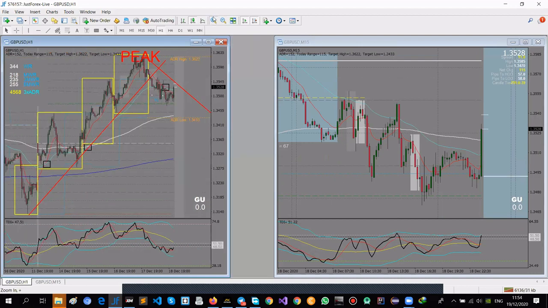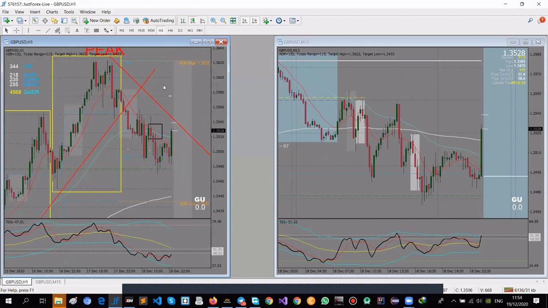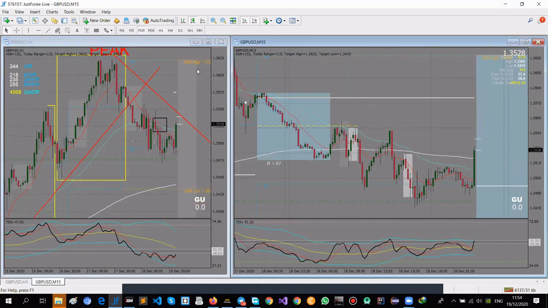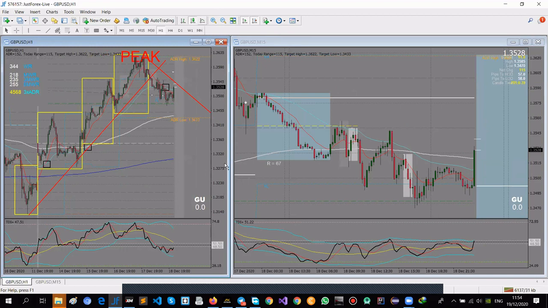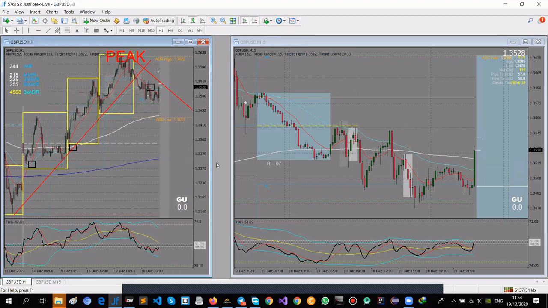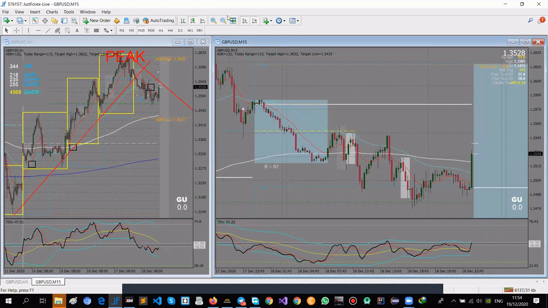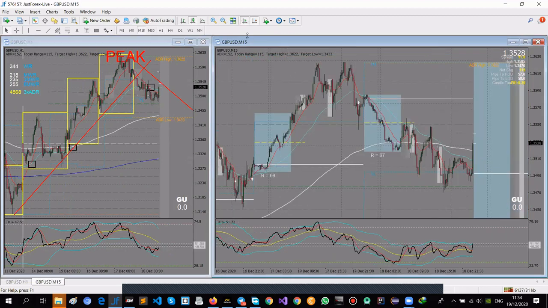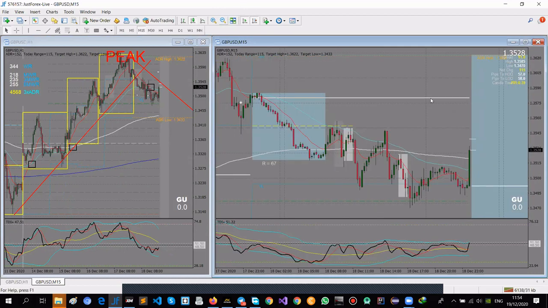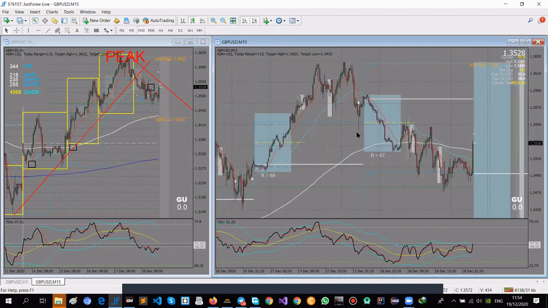So our H1 will be there, and our M15 will be here, next to it side by side, so that we just have the overall view of what's happening in the market. The M15 should be a bit larger, a bit bigger, because we'll be focusing more on it. So yeah, that's how it is.